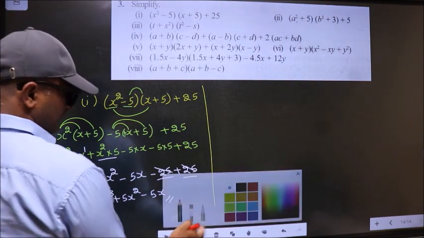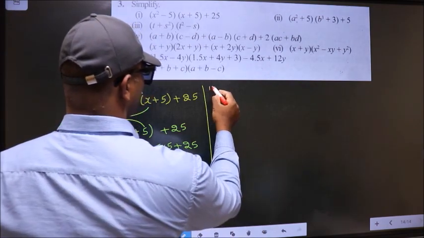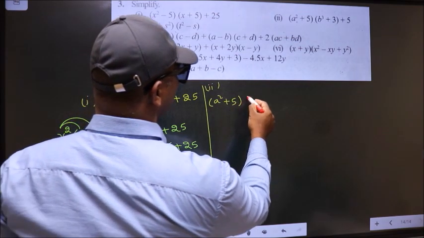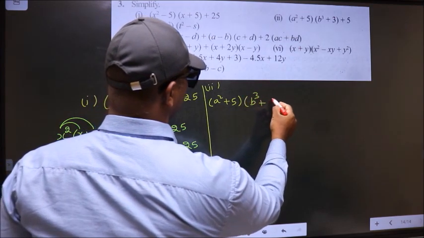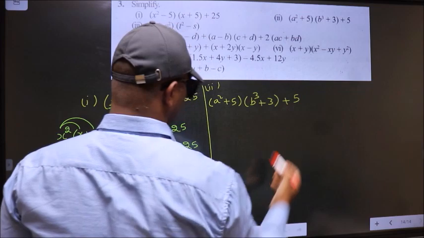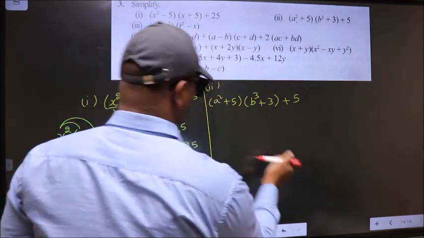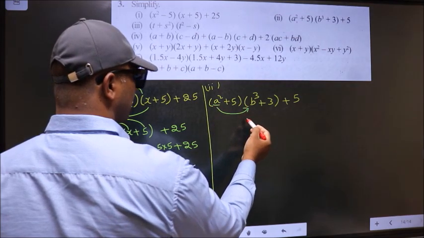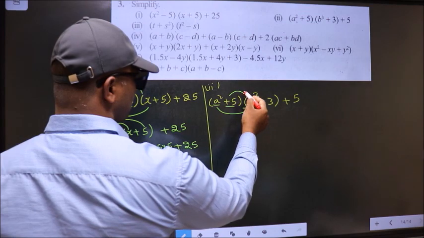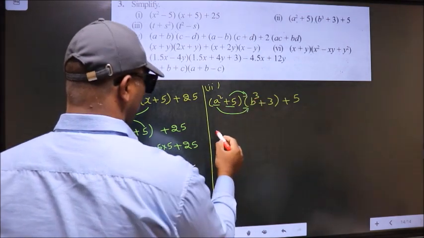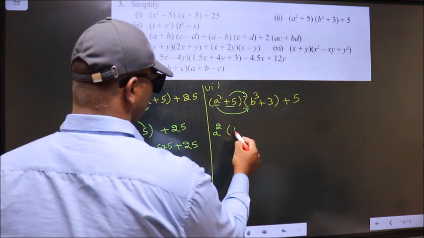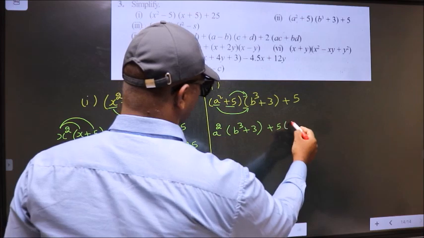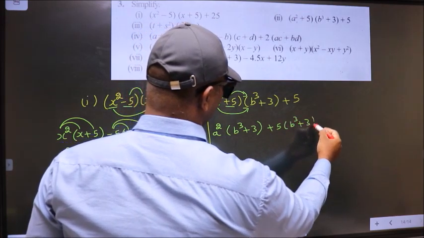Now second bit, (a² + 5)(b³ + 3) + 5. Now to simplify this, first with a square we should multiply this bracket, and then with plus 5 we should multiply this bracket. What I mean is a square into (b³ + 3) plus 5 into (b³ + 3), plus 5.